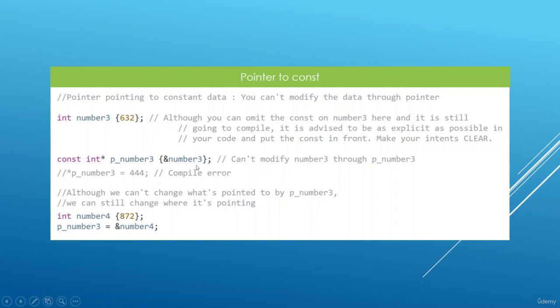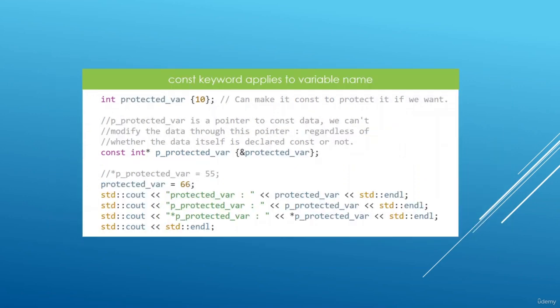If we try to do that, you see we dereference here and we try to assign a 444. If we do this, we're going to get a compiler error, but this is not a const pointer, so we can make it point somewhere else. And if we set up another variable, for example, this number 4 here containing 872, we can make p number 3 point to this new location, and this is not going to be a compiler error. So to be complete, this is a non-const pointer to const. One thing I want to make super clear is that the const keyword applies to a variable name. For example, here I have a variable called protected var.